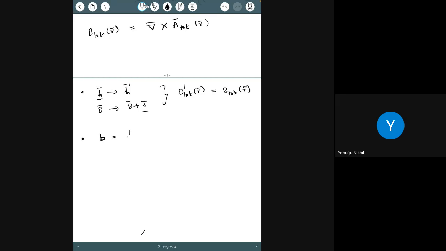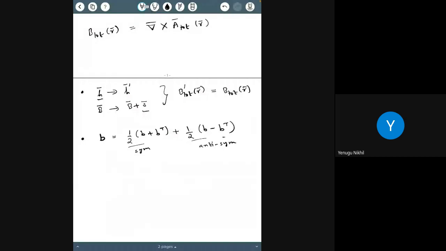I can write this as half of B plus B transpose, plus half of B minus B transpose. So you can see algebraically that this is basically the same. Half B plus half B is B, and B transpose minus B transpose is 0. So that's fine mathematically. And then this part is called the symmetric part of the matrix, and this is called the anti-symmetric part of the matrix.